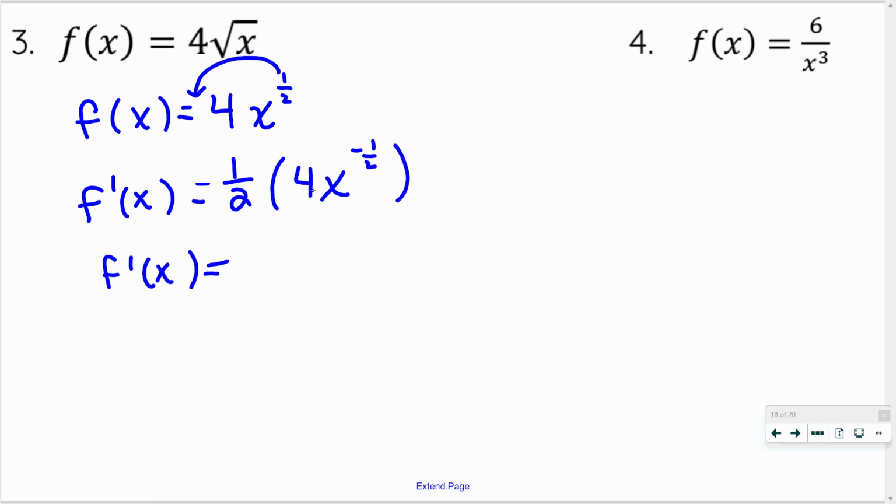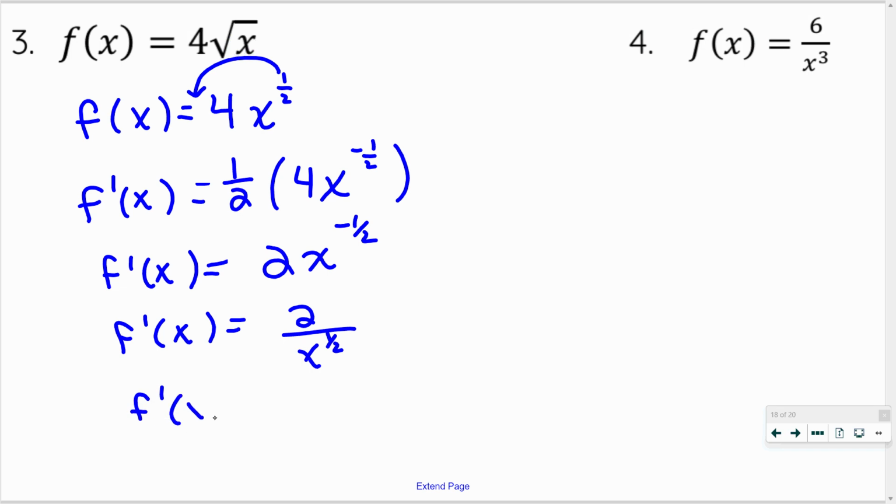Okay, so 1/2 of 4 is 2 times x to the -1/2. So again, we don't want negative exponents, we want positive exponents. So 2 stays in the numerator, and x to the +1/2 goes to the denominator. But again, I started with roots, not exponents, so I want my answer to end with roots. So my final answer will be 2 over the square root of x. And no, you don't need to rationalize that. That would be your final answer.